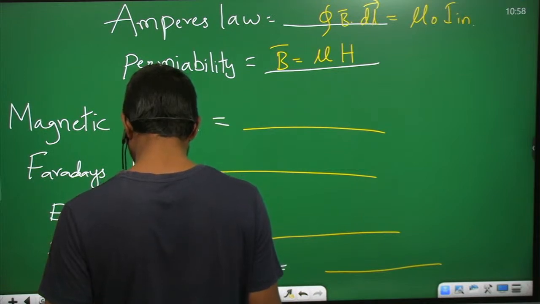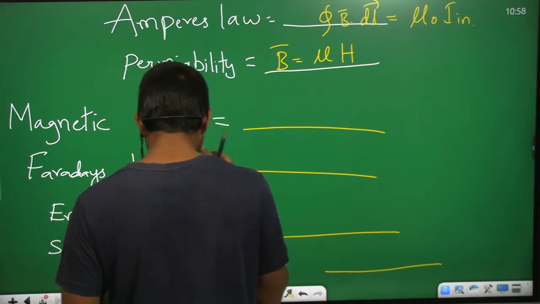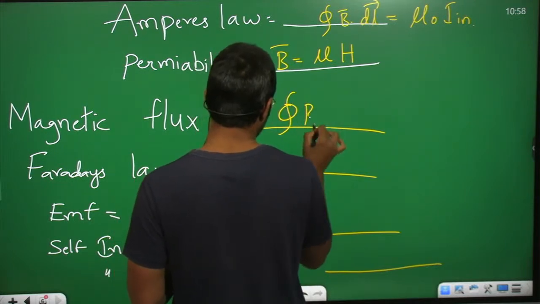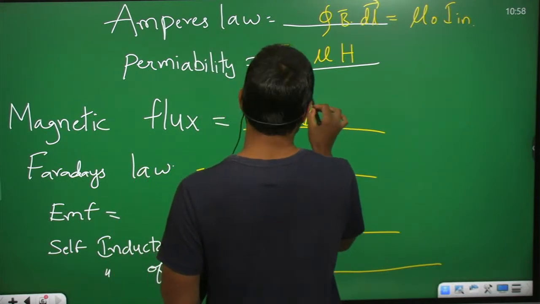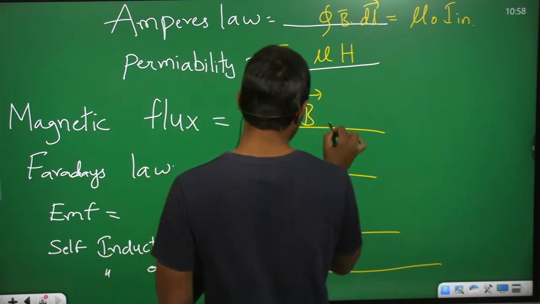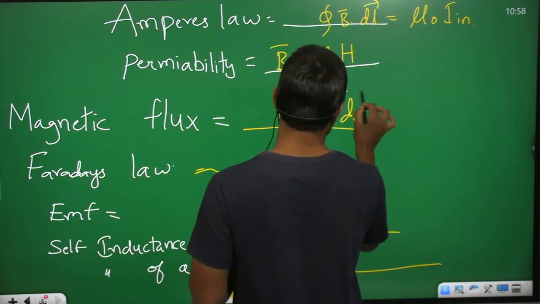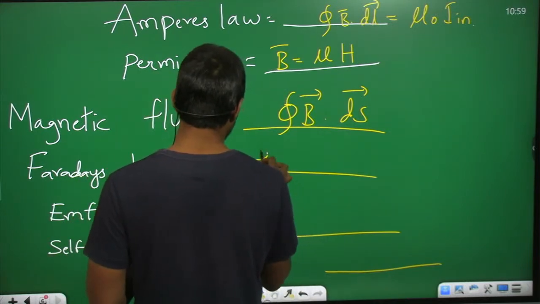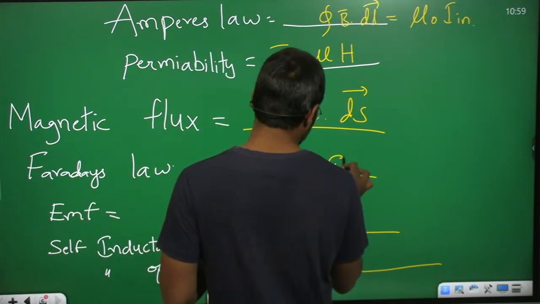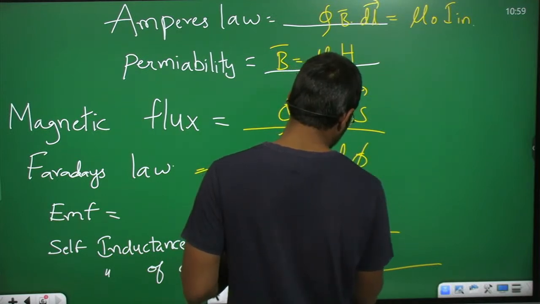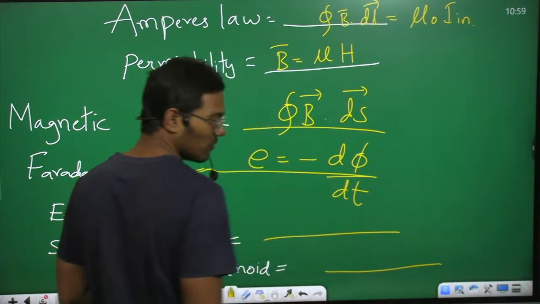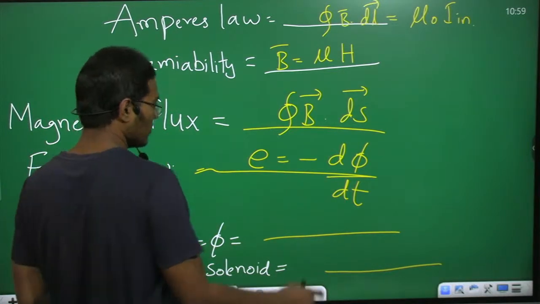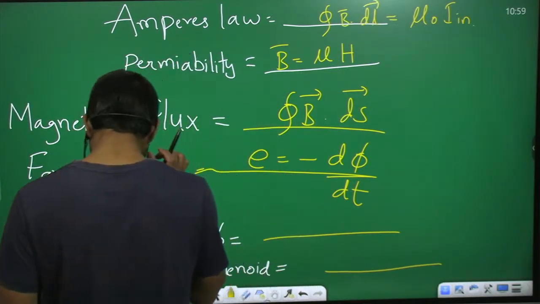So what do we have still? We have magnetic flux that belongs to electromagnetic induction, cyclic integral of B bar dot ds bar. What is Faraday's law? EMF generated is equal to d phi by dt. What is phi here? Flux, rate of change of flux. So what is EMF?